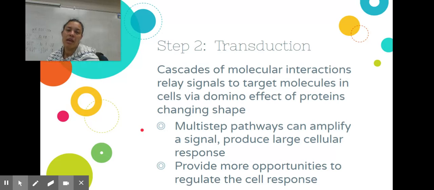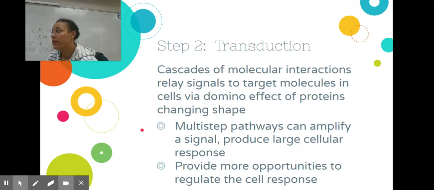That pathway, or that transduction, usually is going to amplify that signal to ensure that it's reaching the cell or that target molecule and ensure that the response is passed along. And the more molecules involved in the transduction pathway just means that there can be even more regulation.